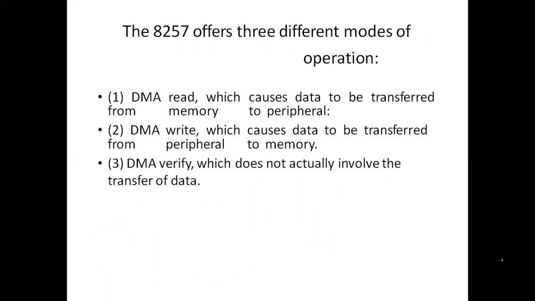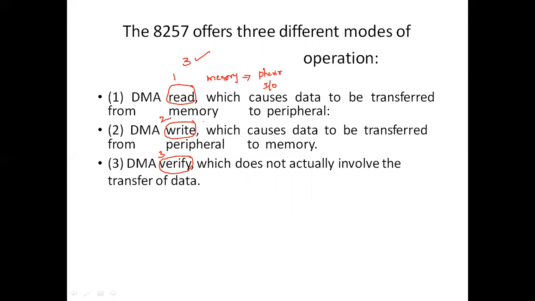Here, the 8257 offers three different modes of operation. The first mode is DMA read, the second mode is DMA write, and the third mode is DMA verify. So these are the three different modes of operation: read mode, write mode, and verify mode. When it is in read mode, it transfers the data from memory to the peripherals. What are peripheral devices? The input and output devices are called peripheral devices.